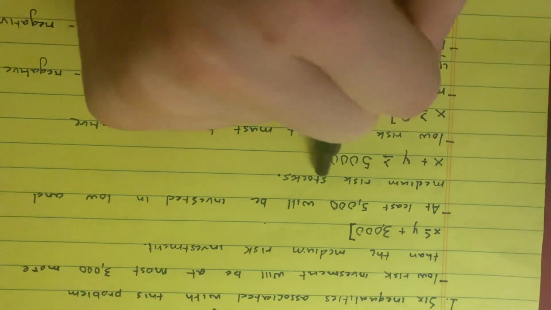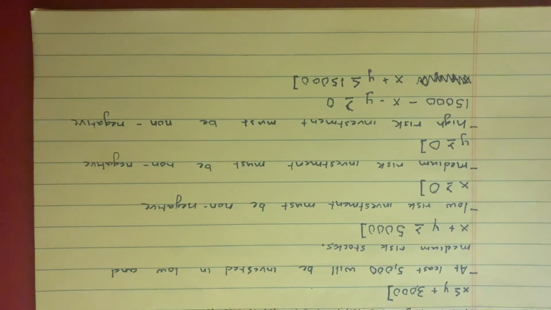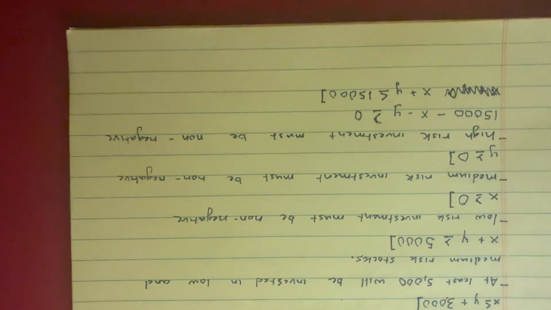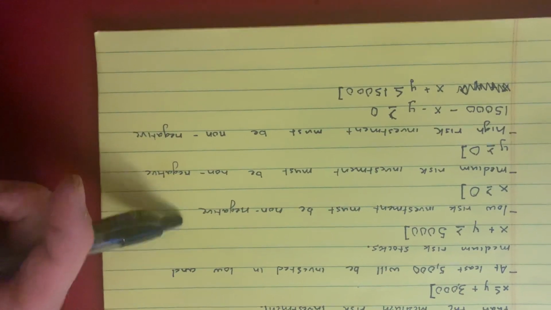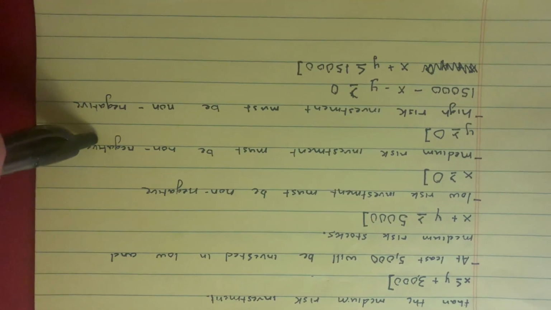Secondarily, we know that at least $5,000 has to be invested in low and medium risk stocks. We get that by simply adding those two values together and knowing that they have to be greater than or equal to that $5,000 mark. That's our second inequality. Our next two inequalities are fairly simplistic. We have one with medium risk and one with low risk, and basically all we're saying here is that they both have to be non-negative. This is also true with the high risk investment.